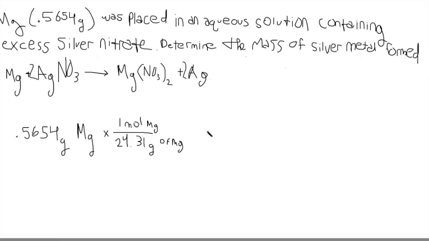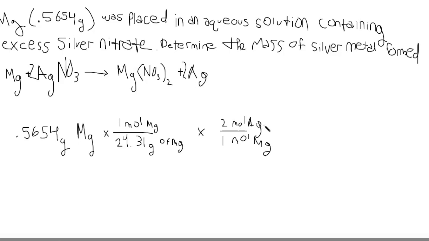Now we'll convert mole to mole. Since we're trying to find the mass of the silver metal formed, we're going to have to do 2 moles over 1 mole, since there's 2 moles of silver over here and 1 mole of magnesium over here.